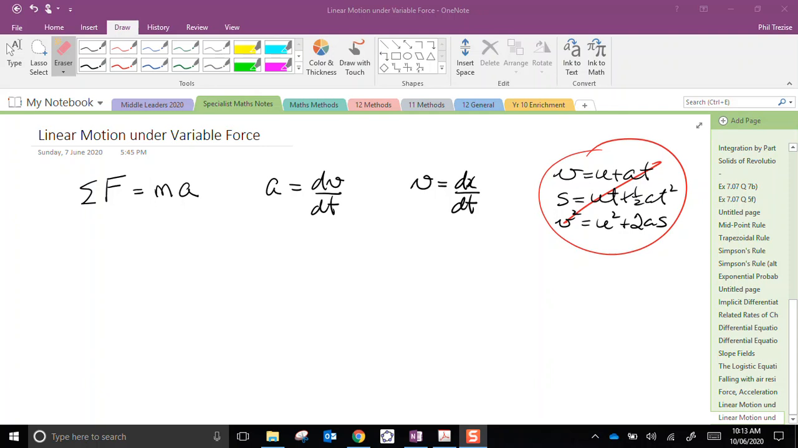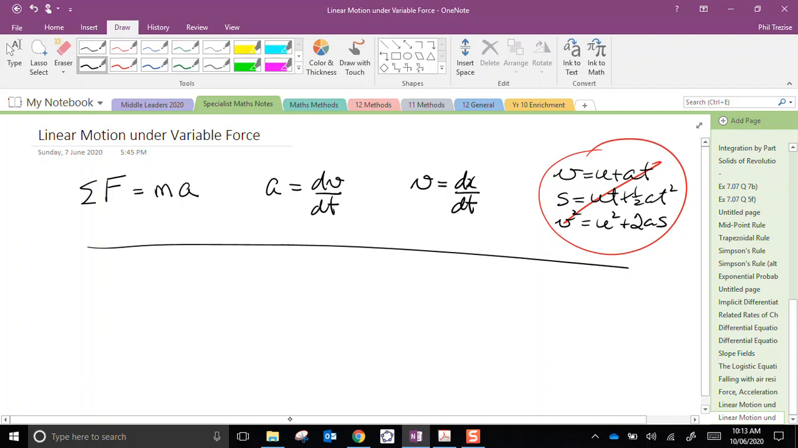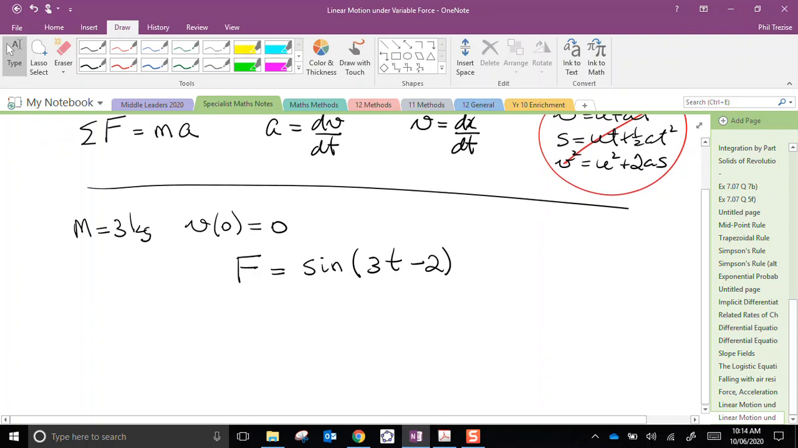Here's one. I'll just read it through as I take some notes. So we've been told here that we have a 3 kilogram object, m equals 3, initially at rest. So that tells me that the velocity of the object when t equals 0, acted upon by a force that varies with time according to this expression. So force is variable and it equals the sine of 3t take 2. T is seconds, force is newtons.